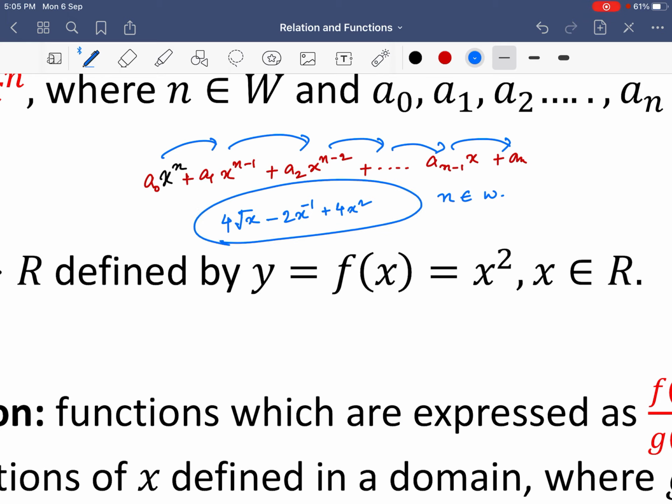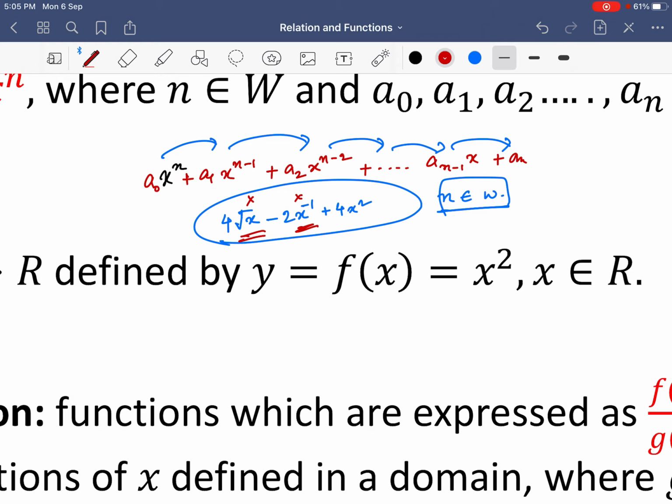Why? Because the power must always be a whole number. If you see this square root of x, the power is what? Half. Half is not a whole number. Again, the power of x is minus 1, which is also not a whole number. So these two terms make it not a polynomial. So this is not a polynomial.